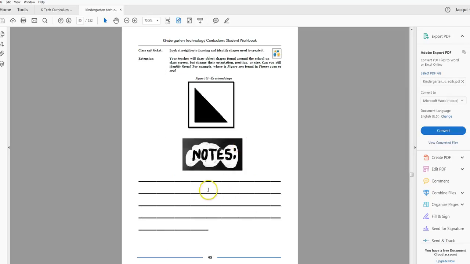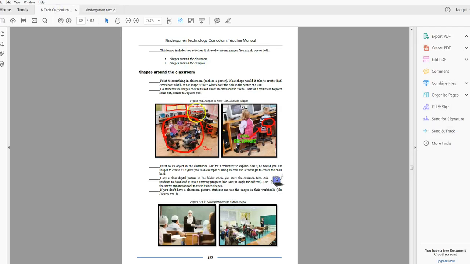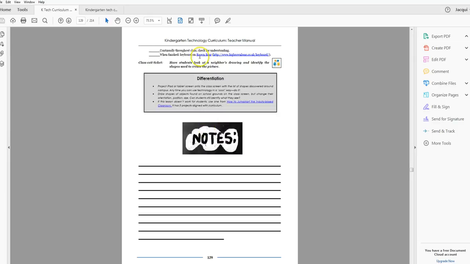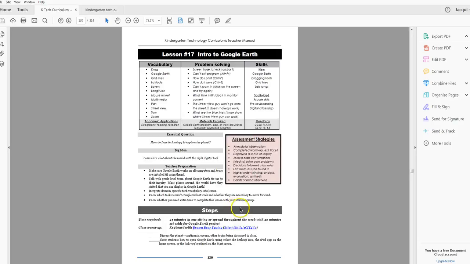They can take notes here. You can take notes. Let's see what their exit ticket is. Have students look at a neighbor's drawing and identify the shapes needed to create the picture. So they're going to work together briefly, a couple of minutes. If anyone gets done early, then they practice more keyboarding. Here's how you can differentiate it. A couple notes you can take, and really that's it.